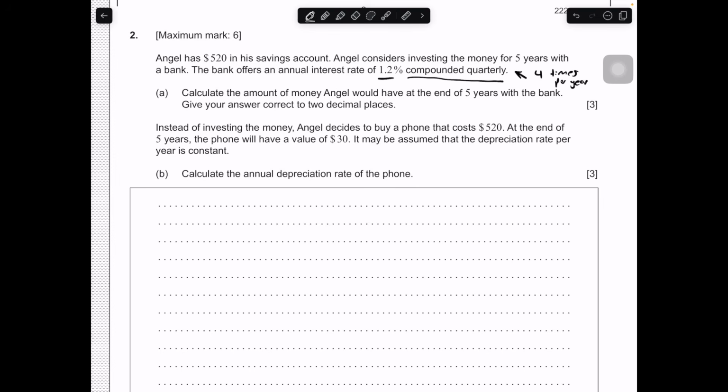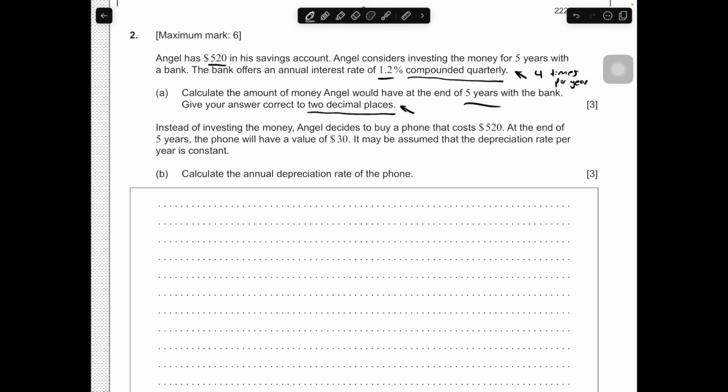Part A asks us to calculate the amount of money Angel would have at the end of 5 years with the bank. Give your answer correct to 2 decimal places. These little things are important because they can add up. For a 3-mark question, you could lose 1 mark just for not having the correct number of digits, even if you understand it and get the procedure all correct. So this shows the importance of close reading. Let's see what we can do.